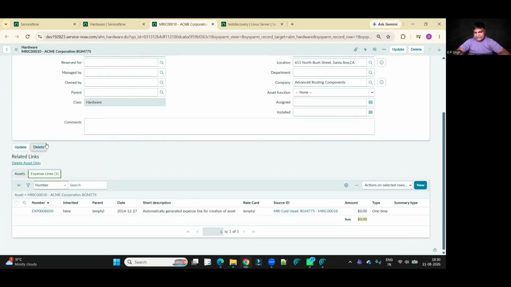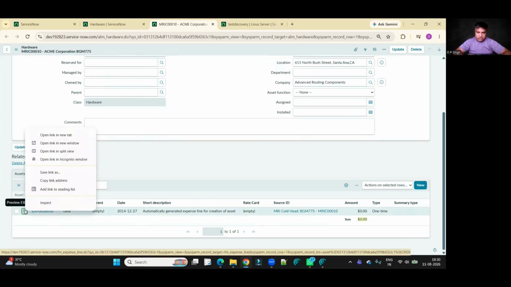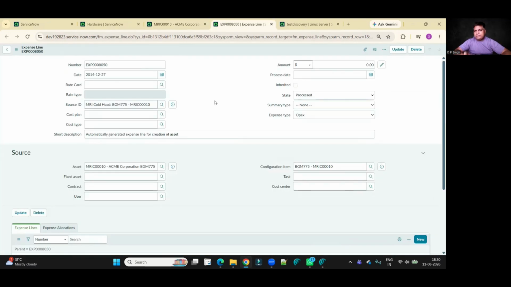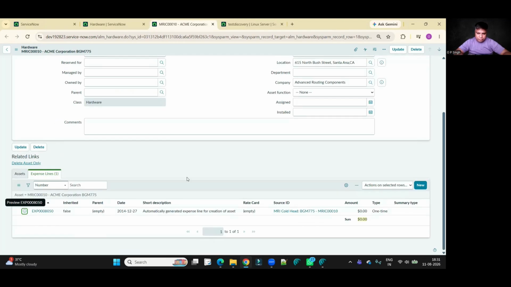Then you have the expense line. What is the expense line? It is a financial tracking of this particular asset. Okay, so if we open this, generally it is created automatically whenever we are creating an asset. So it's a kind of receipt, okay? It's a kind of record that is tracking the purchase of this particular asset. So it is processed. This is the source ID, okay? This is the date. This is the amount, okay? Everything is self-explanatory. Now let's go back to the document.